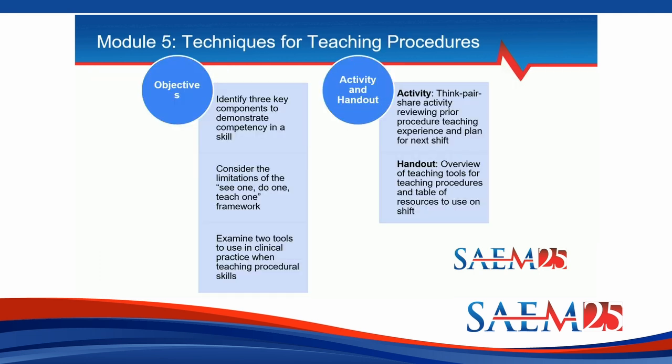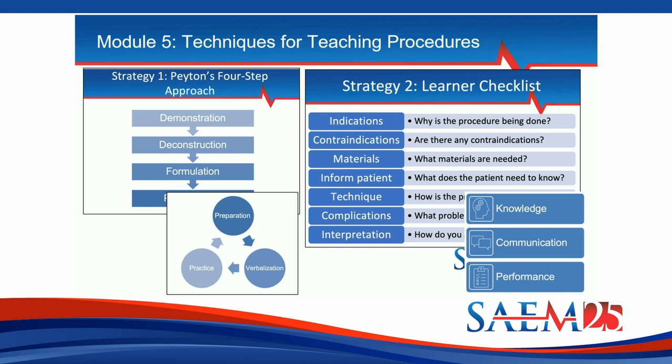In the final module, we examine how we determine competency in procedural skills, and we also look at what we need to think about when we're teaching procedures, which is its own topic. We will examine a couple of tools to use when we teach procedures. We consider limitations of the see one, do one, teach one method, which everybody has heard, but often has some limitations for our contemporary learner. And so we introduce two new strategies. One is Peyton's 4-step approach, and the other is the learner checklist.